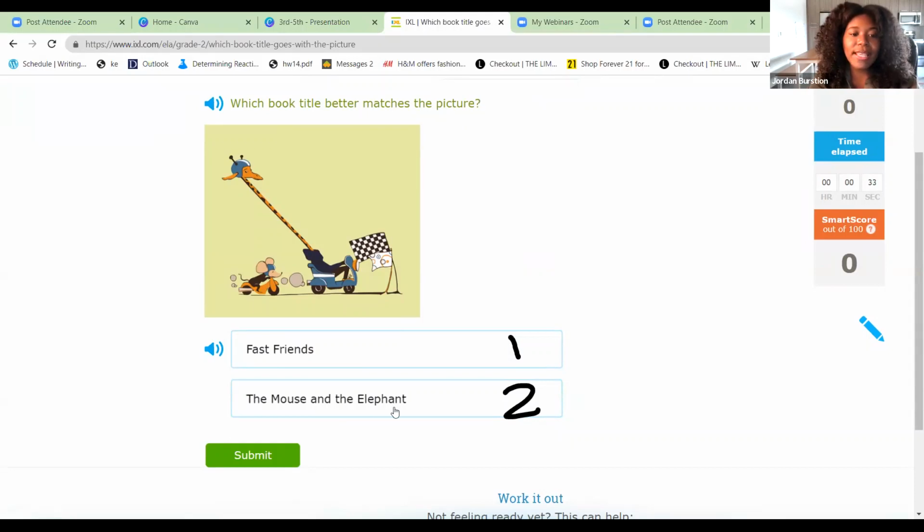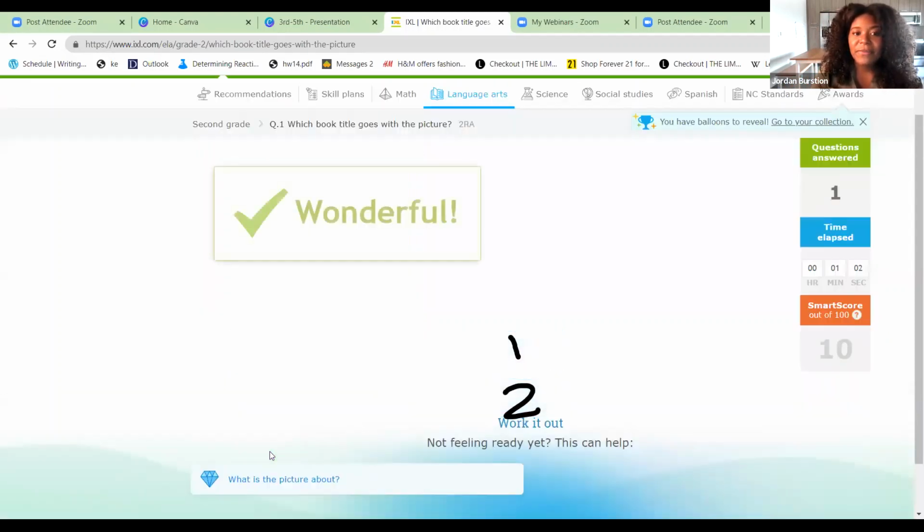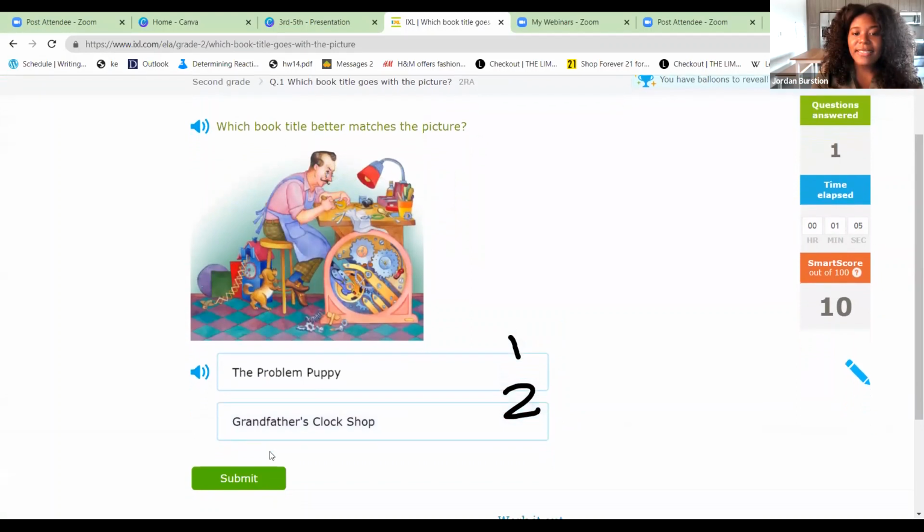Okay, so you said the second one, the mouse and the elephant. Okay, okay. Take one more look at that picture. Do we see an elephant here? The first one, yeah. So there is a mouse, but we don't have an elephant. We have a giraffe. And you'll see both of these animals look like they're on some type of electric scooter, which may go kind of fast, okay? Awesome.